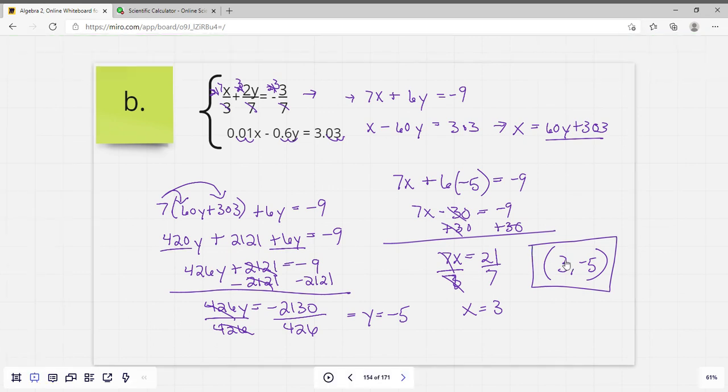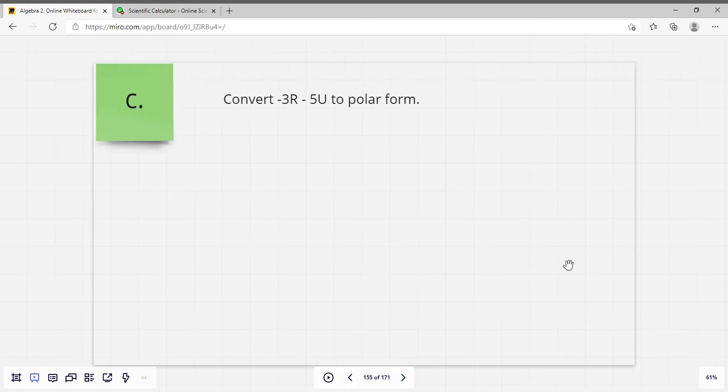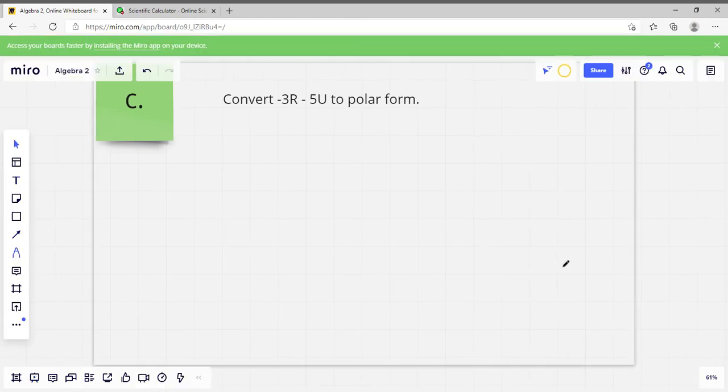Alright, I think we've got one more. We've got to convert this to polar form. Not too hard. We're going to draw our little coordinate plane. We're going backwards 3, down 5. So about there. Draw our triangle. That's a 3. That's a 5. We've got to figure out what angle theta right here is.